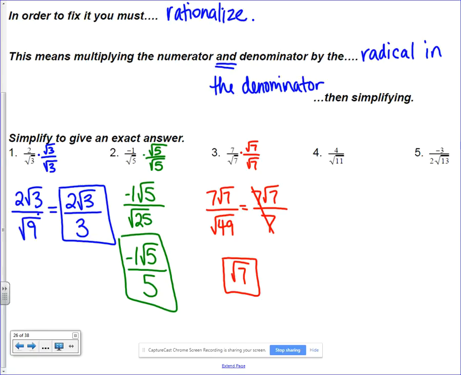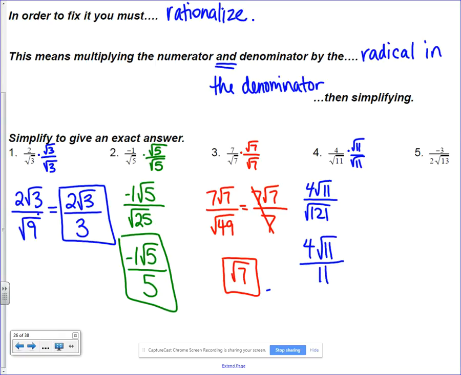Okay, what's the issue with number 4? The radical 11, right? So what am I going to do? Top and bottom by radical 11. So multiply across the top for me. What do you get? 4 radical 11 over radical 121. What is the square root of 121? 11. So this is 4 radical 11 all over 11.